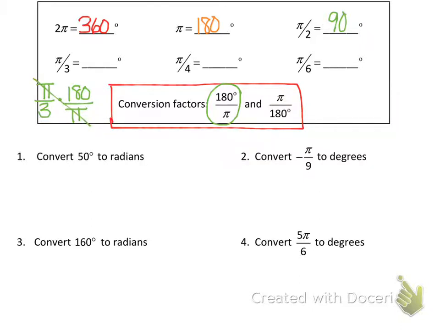So in your calculator, you just do 180 divided by 3, and you get 60. Same thing over here. Pi over 4 times 180 over pi. 180 divided by 4 is 45 degrees. And our last one is pi over 6 times 180 over pi, and we would have 30 degrees.